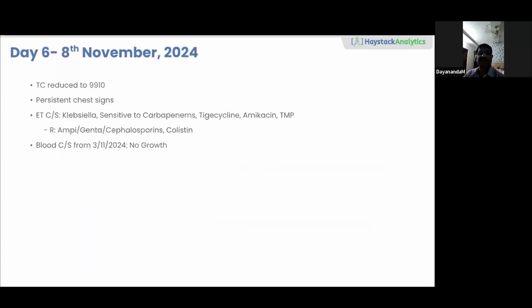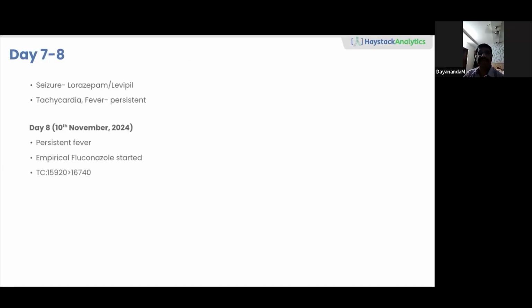So total count came down on day 6 to 9,900, but persistent chest symptoms were there. As I said, ET culture had grown Klebsiella, which was sensitive to carbapenem, tigecycline, amikacin, and Bactrim or Septran. There was no growth in the blood cultures. Patient requiring small dose of iron drops. Next slide, please.